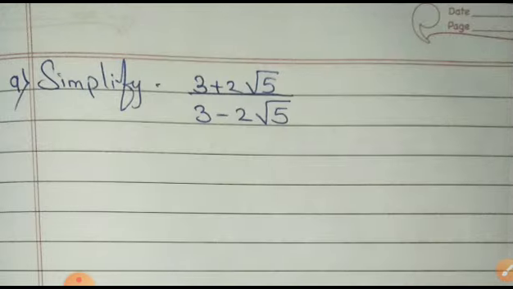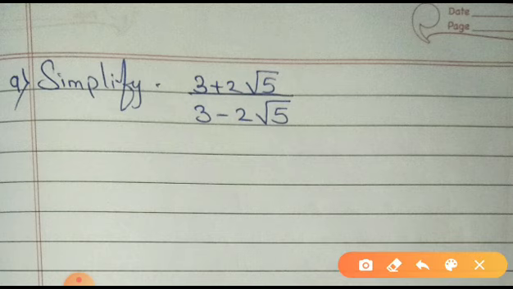Is that clear? Same type again. I have to simplify 3 plus 2 root 5 by 3 minus 2 root 5. Yes, can you tell the steps now? What should be done? It should be multiplied by which number?